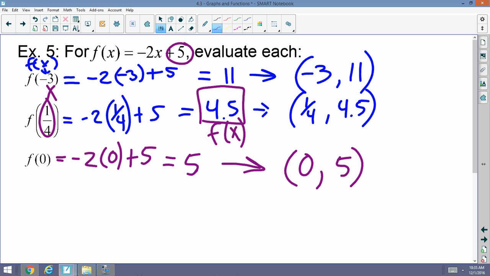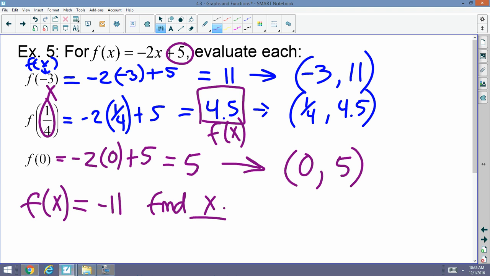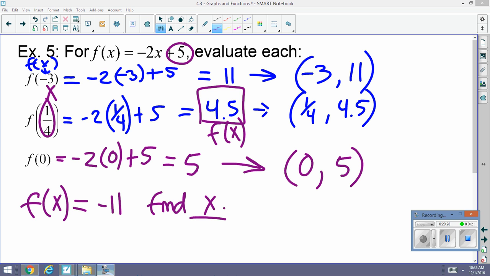Now, what if I told you this? f of x equals negative 11. Find x. Do it. I'm going to pause it. You do it on your paper. Go. I'll be right back.